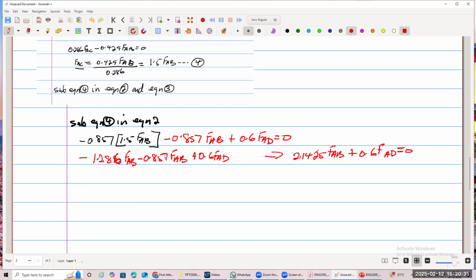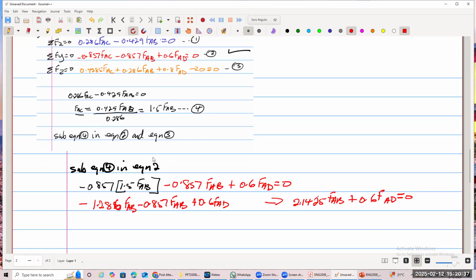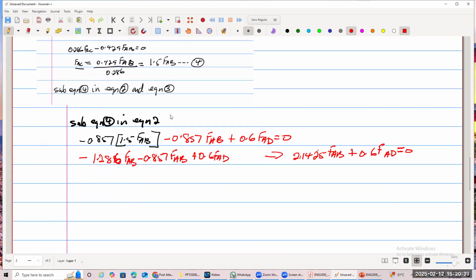So you have one equation already. The next one, you're going to substitute equation 4 in equation 3 now. So you're going to do it now. Let's take a different color. Substitute equation 4 in equation 3. All right, so let's do this one now.